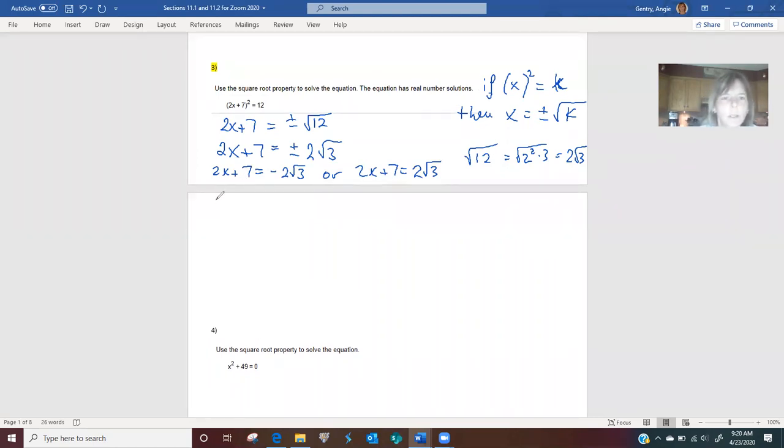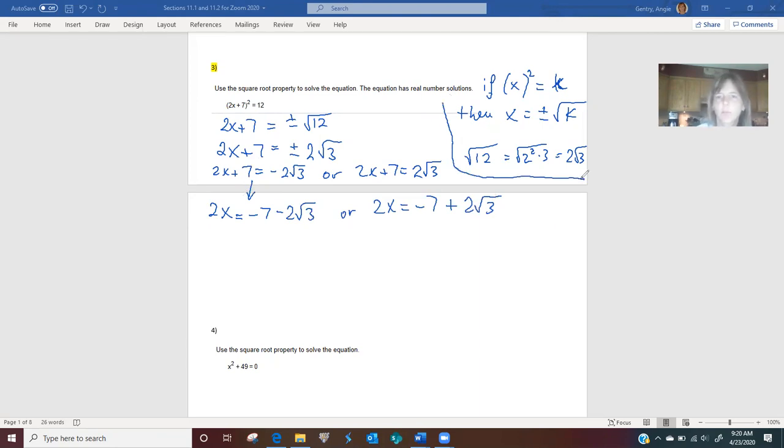Okay, so 2x, this one, you know, this is that one, equals negative 7 minus 2 square root of 3, or 2x equals negative 7 plus 2 square root of 3. So just don't memorize thinking they're always exact opposites of each other. The final answer isn't always going to be. Now the 7 and the 2 square root of 3 aren't going to combine because they're not like terms. And now you have to isolate the x still.